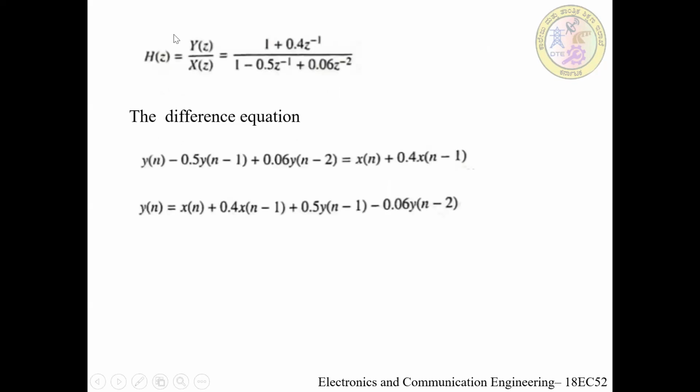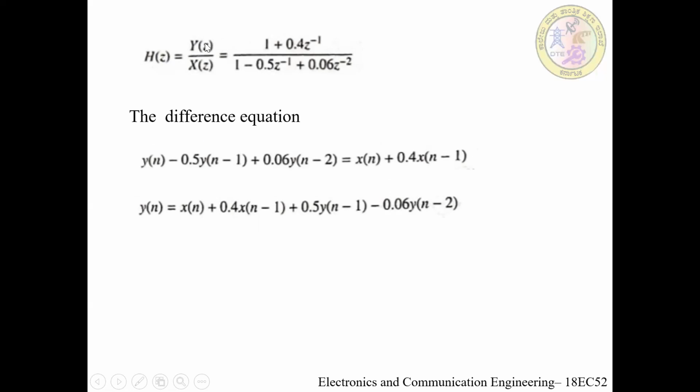So this is the given transfer function or system function. We have to cross multiply: Y of z into 1 minus 0.5 z power minus 1 plus 0.06 z power minus 2 is equal to X of z into 1 plus 0.4 z power minus 1. After that, we have to take inverse z transforms to obtain the difference equation.